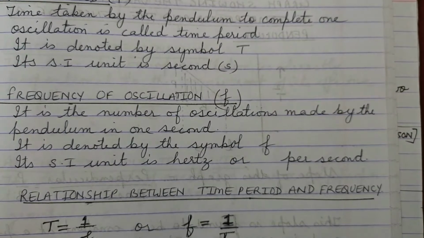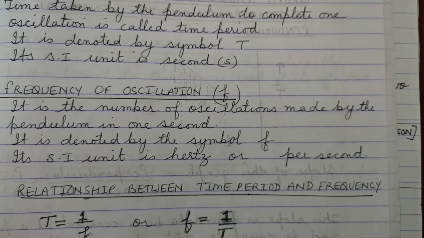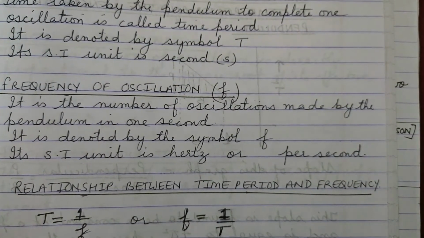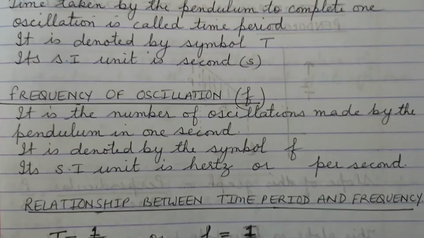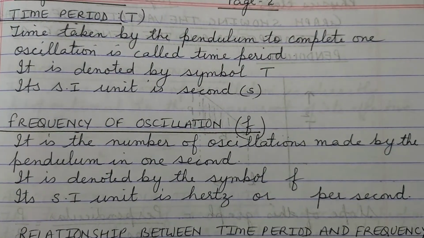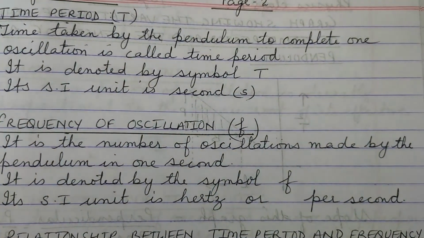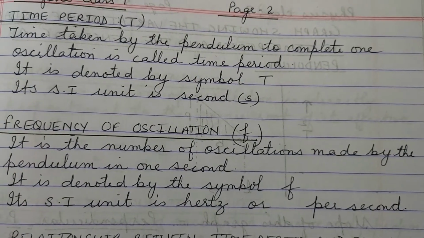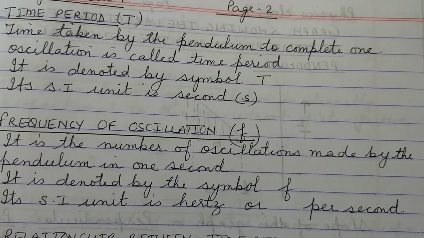Next term is frequency of oscillation. That means the number of oscillations a pendulum bob makes in 1 second is known as the frequency of oscillation, and it is represented commonly by the letter f or n, but prefer using the letter f. And the SI unit of frequency is hertz or per second. When you write per second, you'll be writing second to the power minus 1. That's known as per second, right?